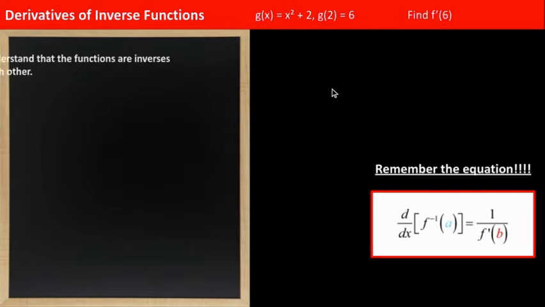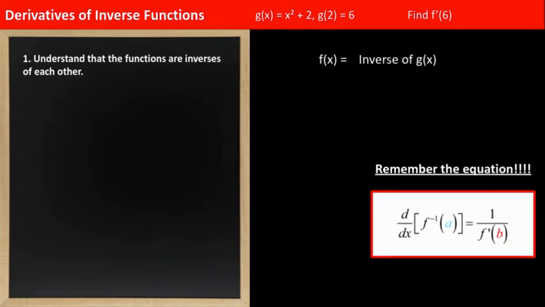First step is understanding that the functions are inverses of each other. So f of x equals the inverse of g of x. In multiple choice problems, this will usually be stated like this, or it'll say f of x is the inverse function of g of x, or g of x is the inverse function of f of x, or f of x equals g to the negative 1 of x. That also means the same thing. The inverse function basically just means that the x and y values are swapped.